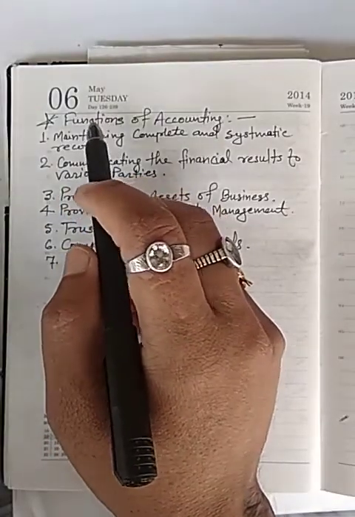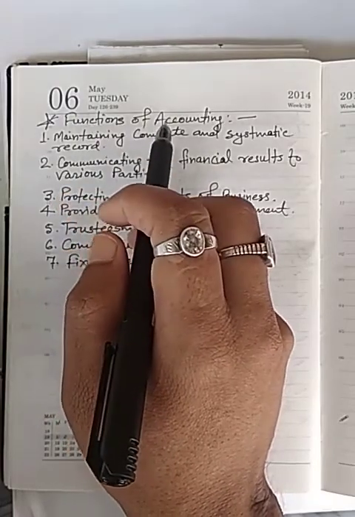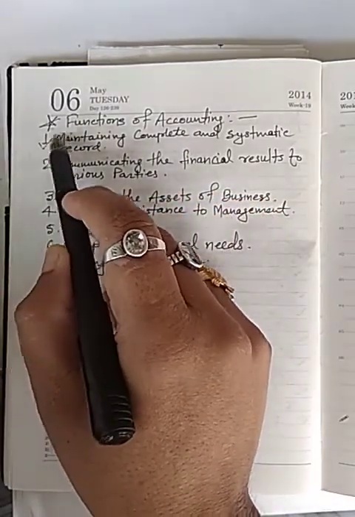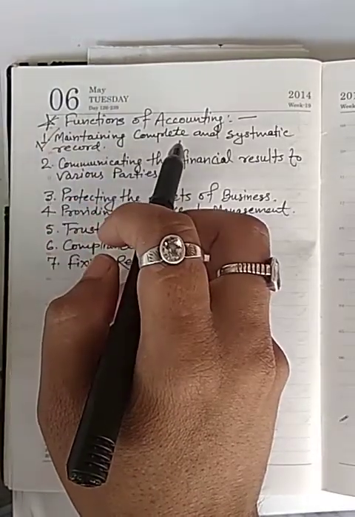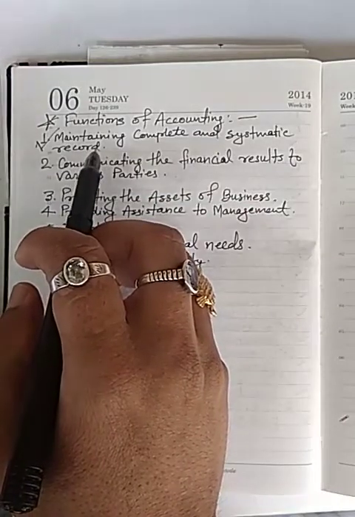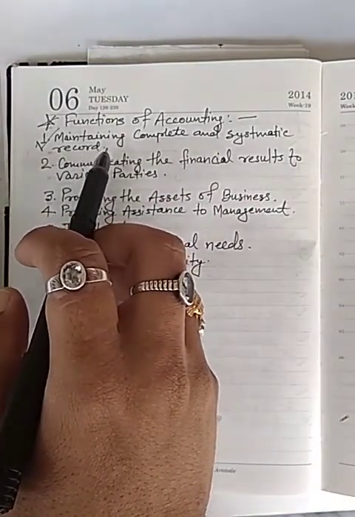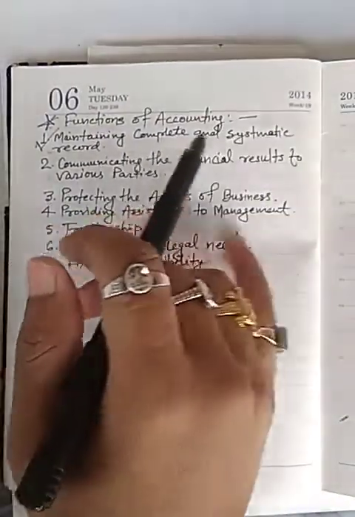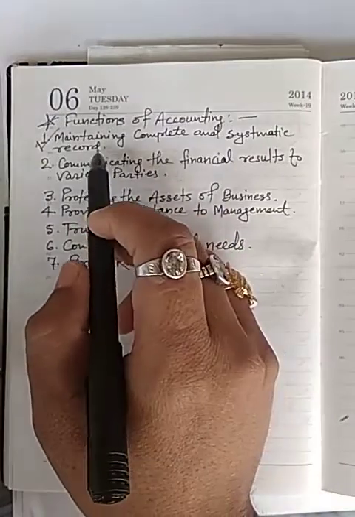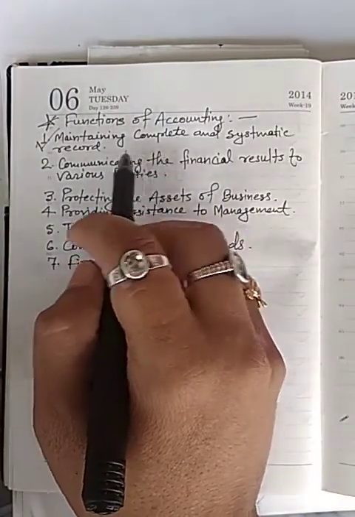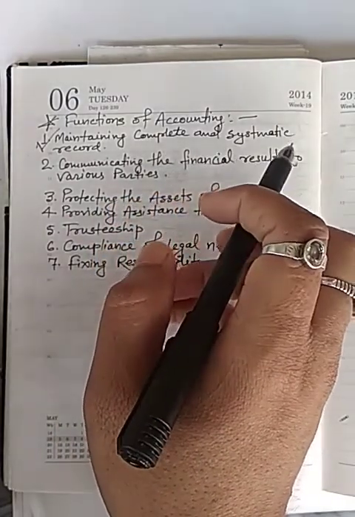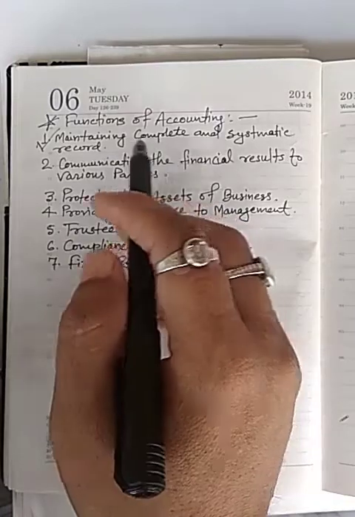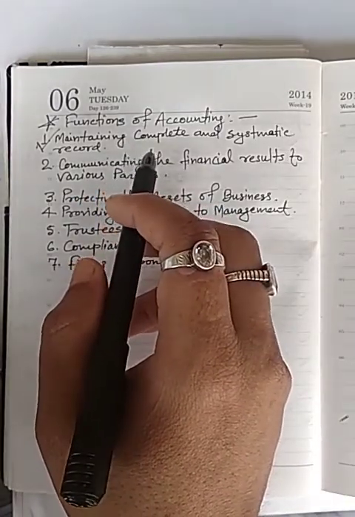Now the last topic of this lecture is the functions of accounting. Function number 1 is maintaining complete and systematic records. I have also explained this in the objectives of accounting. The main function of accounting is to maintain complete and systematic records of business transactions, post them to the ledger, and to prepare the financial statements, that is, the statement of profit and loss and the balance sheet.